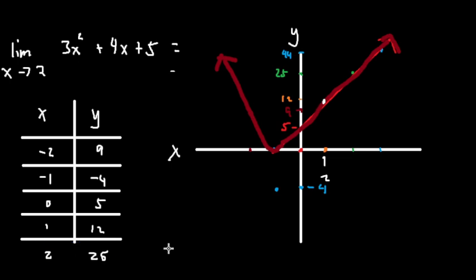Sorry, 1 pala yan. Nandito pala yung 2. So, if we go up and look at the right, makikita natin na as x approaches 2, it approaches the value of 25. So, it matches naman with our table of values.